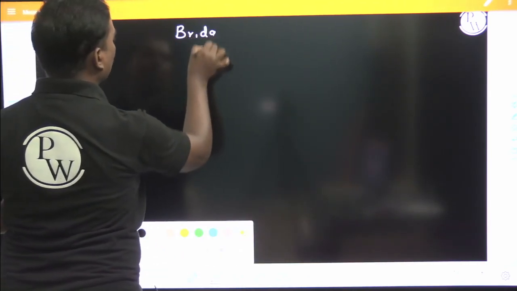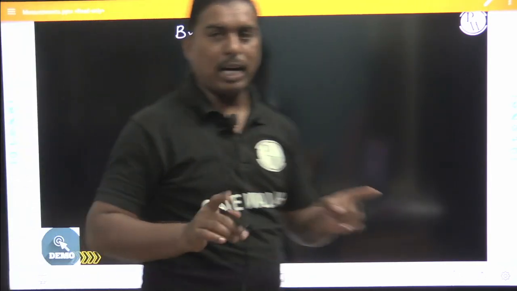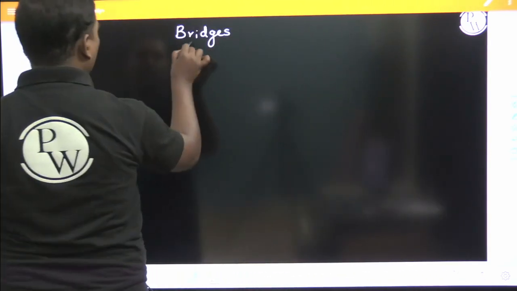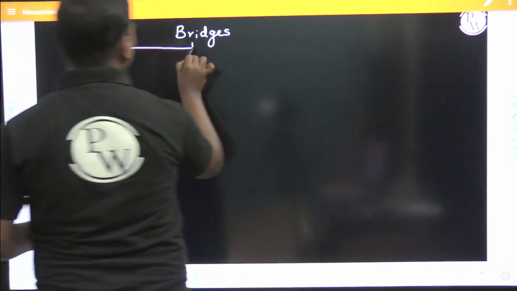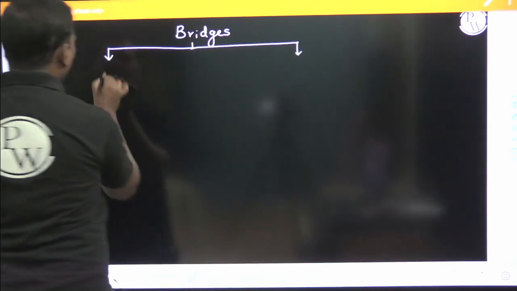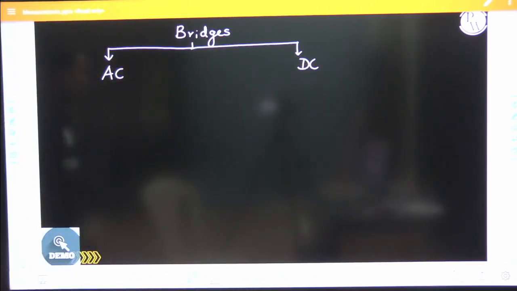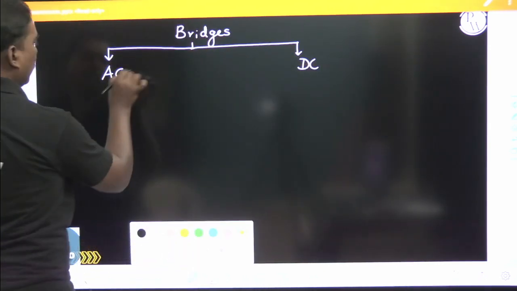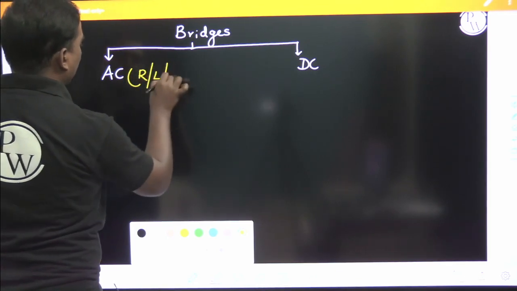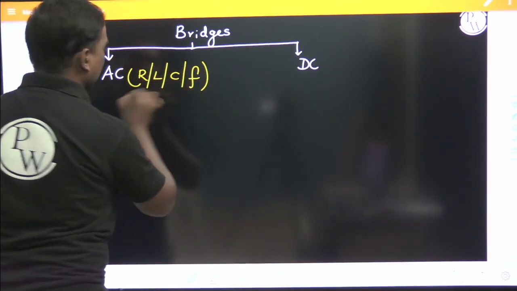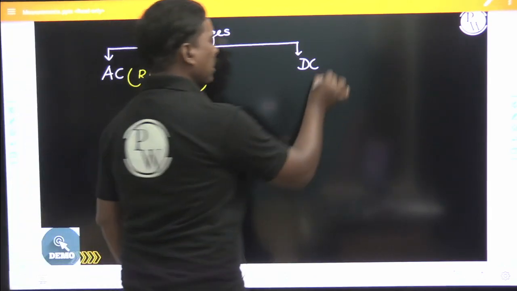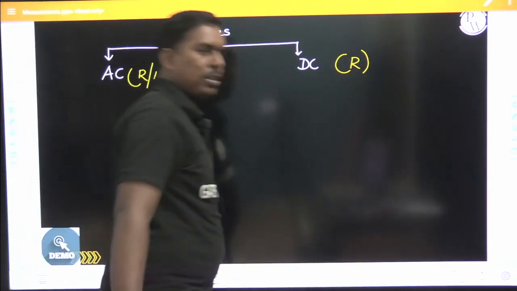In the bridges, let me write here: bridges. Bridges are fundamentally suitable for measurement of resistance, inductance, and capacitance. They are broadly classified into 2 categories: AC bridges as well as DC bridges. AC bridges are majorly suitable for measurement of resistance, inductance, capacitance, and frequency, whereas a DC bridge is majorly suitable for resistance measurement.